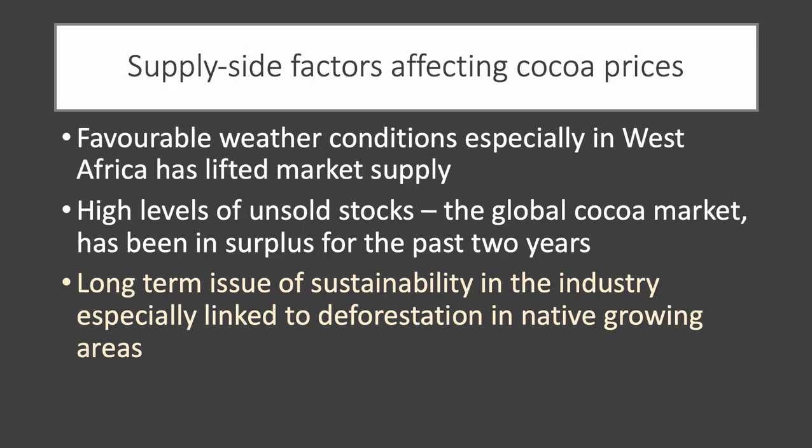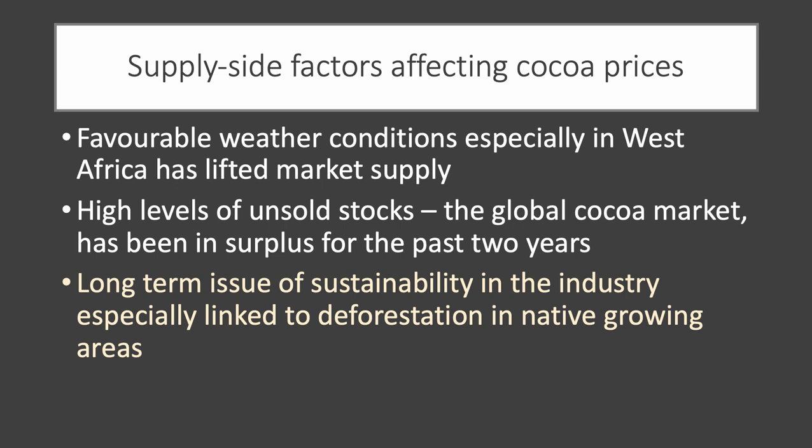On the supply side, the main reason why cocoa prices have been falling is that the climatic conditions have been particularly favourable. So we've had very favourable weather conditions, especially in West Africa, and that's increased the market supply and actually led to a high level of unsold stock or inventory. So globally, the cocoa market has been in surplus. Supply has exceeded demand for the last 2 years, and when there's a high level of stock or inventory, that tends to put downward pressure on price because there's excess supply. That's in the short term.